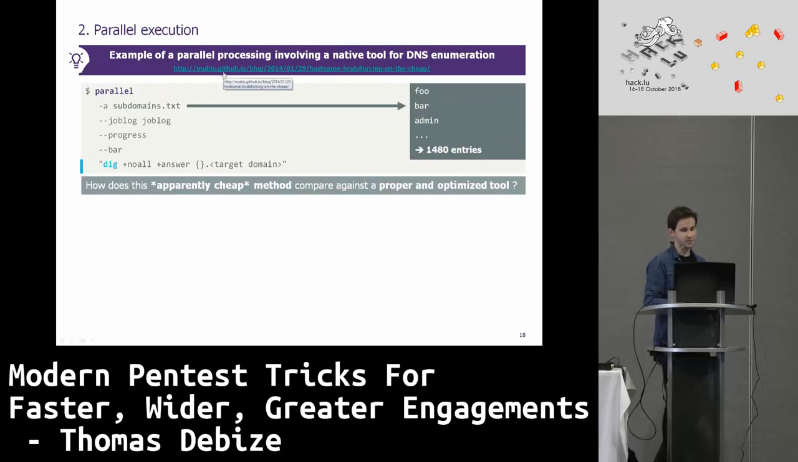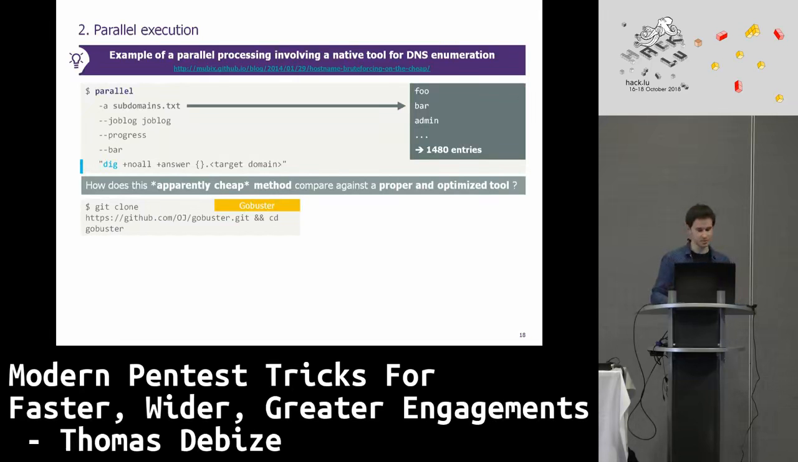Just look at the blog post from Mubix. In 2014, he was saying that it was a cheap method, but is it really cheap compared to a proper optimized tool? Let's do the computation. So I tried. I used GoBuster, which is a Go utility to perform a lot of enumeration, not only DNS, but you can do DNS enumeration with it. It's Go language, so it's natively multi-threaded, multi-processed. It's a compiled native binary. And I will compare it to parallel plus dig.